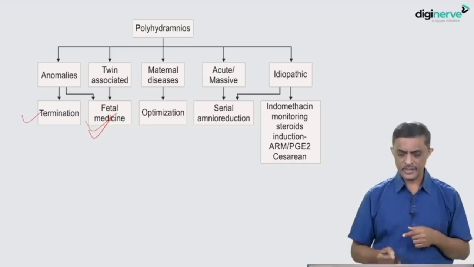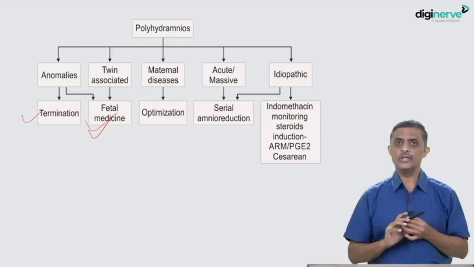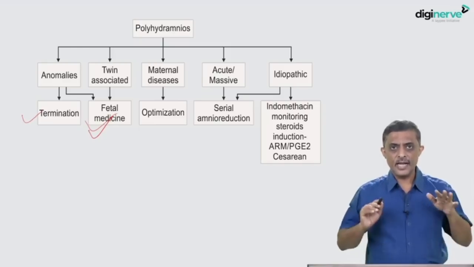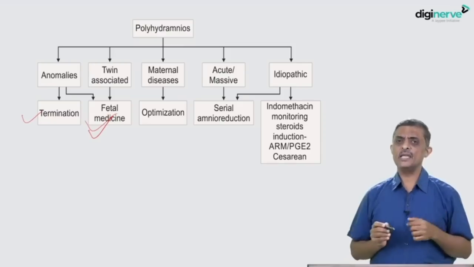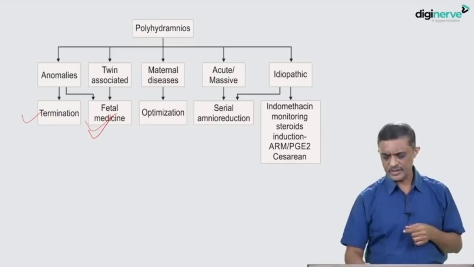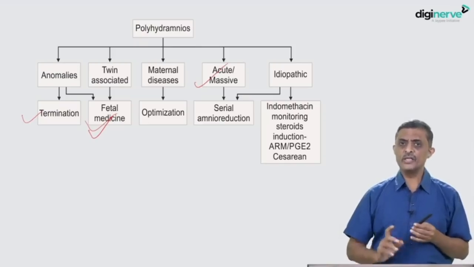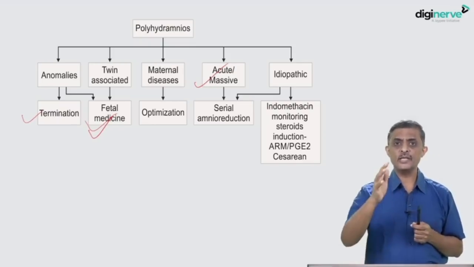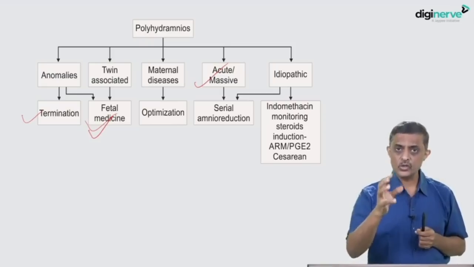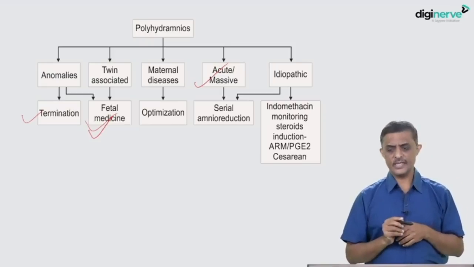Diabetes, optimize. Acute and massive polyhydramnios, you have to do serial amniocentesis and make the woman more comfortable. Idiopathic, sometimes, rarely, amniocentesis may be required. Otherwise, you have indomethacin, regular monitoring, steroids, selective induction. You can rupture the membranes with a controlled artificial rupture of membranes so that you can do it under supervision and prevent cord prolapse, or else you can do a cesarean section.